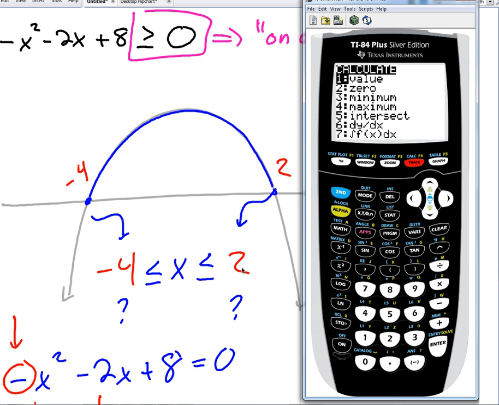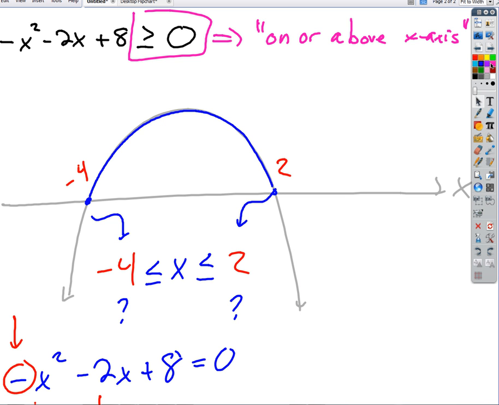And then I still have to put that into an inequality. Now I know that that's -4 and that's 2 based on my graph. And so my answer would still be just this.